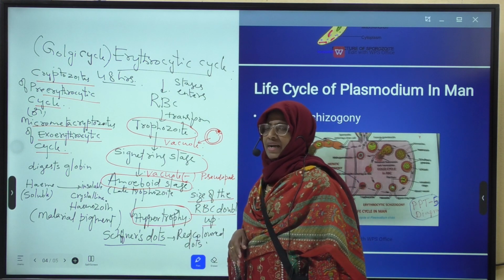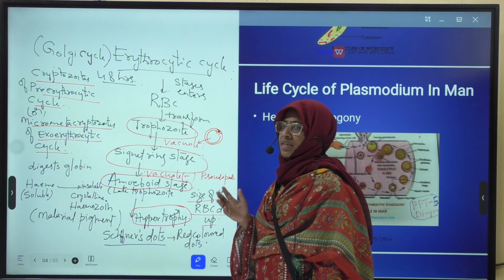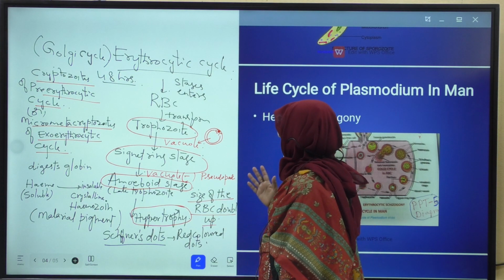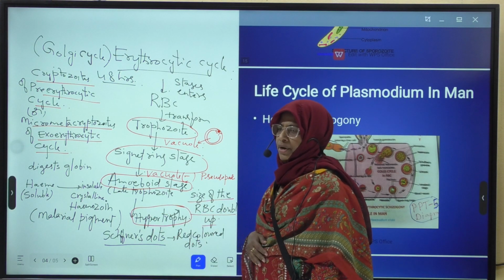Parasite feeds on contents of the RBC, due to which the RBC becomes pale in color. The size of the RBC doubles up. This condition is called hypertrophy.